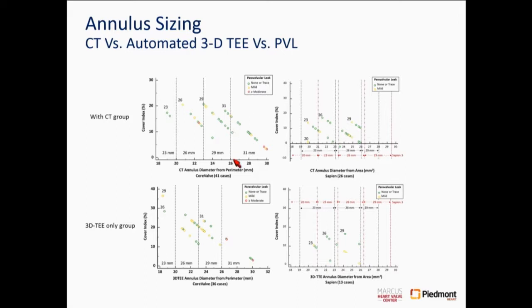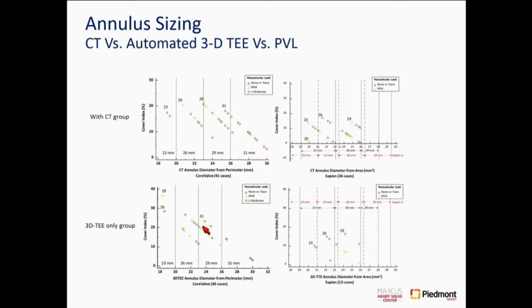This is the CoreValve data. Similarly now, when you look at the 3D TEE only, these are patients who could not have CT. Unlike the CT data, you see that the vast majority of the patients, for example, the 26 valve, fitted in with what would have been predicted by 3D TEE. The actual valve size was 26, save this patient right here.